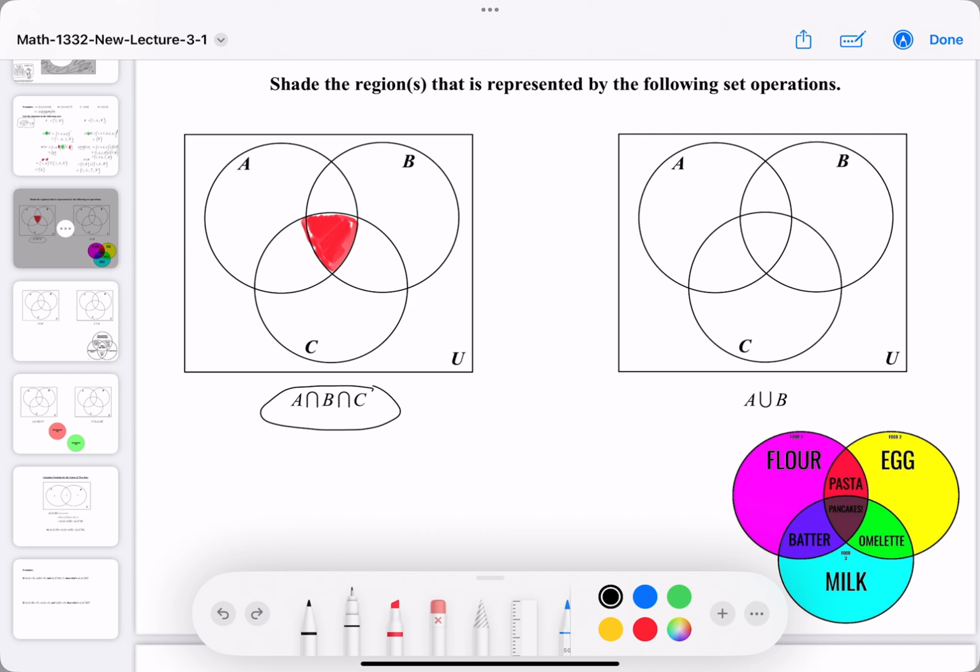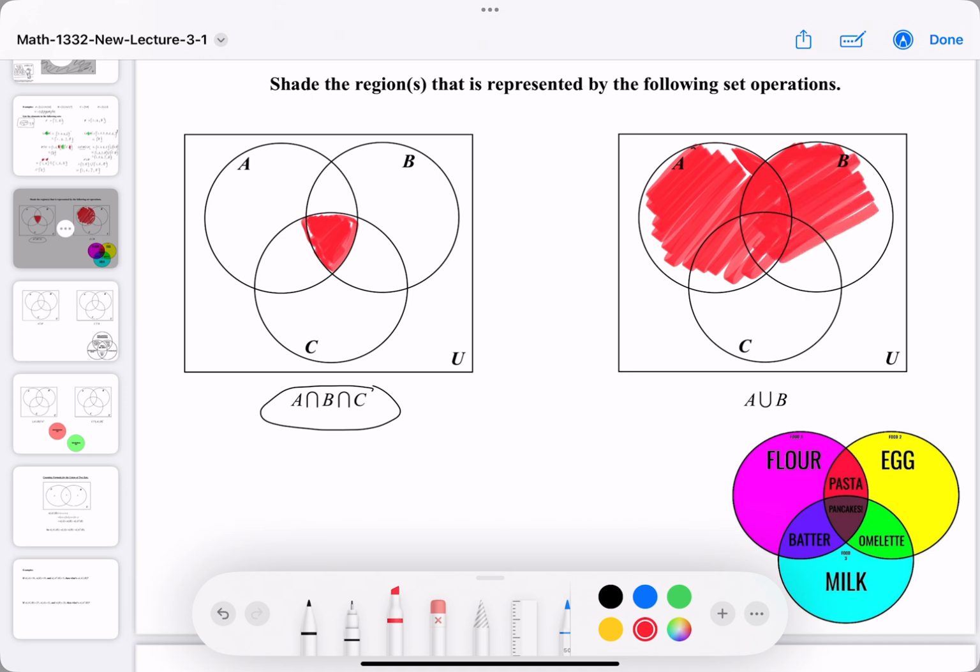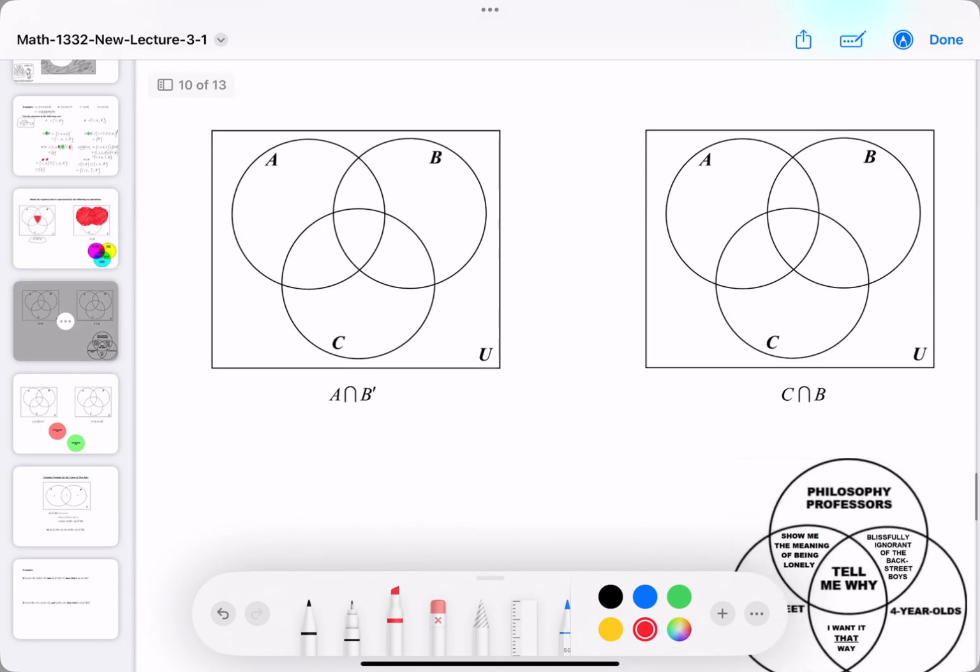Next example, A or B. Okay, what is A or B? That means everything of A and B. So I'm going to shade A. I'm going to shade B. So A or B is the shaded area. Okay.